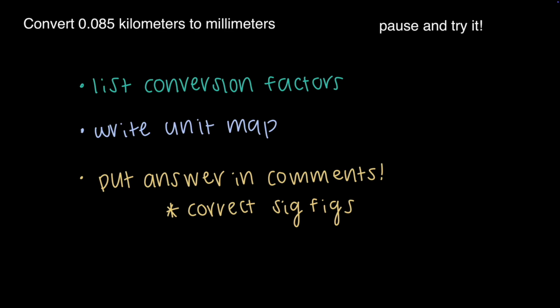Now it's your turn. Pause the video and try this question. Convert 0.085 kilometers to millimeters using dimensional analysis. List your conversion factors, write your unit map, and drop your final answer in the comments with correct sig figs.